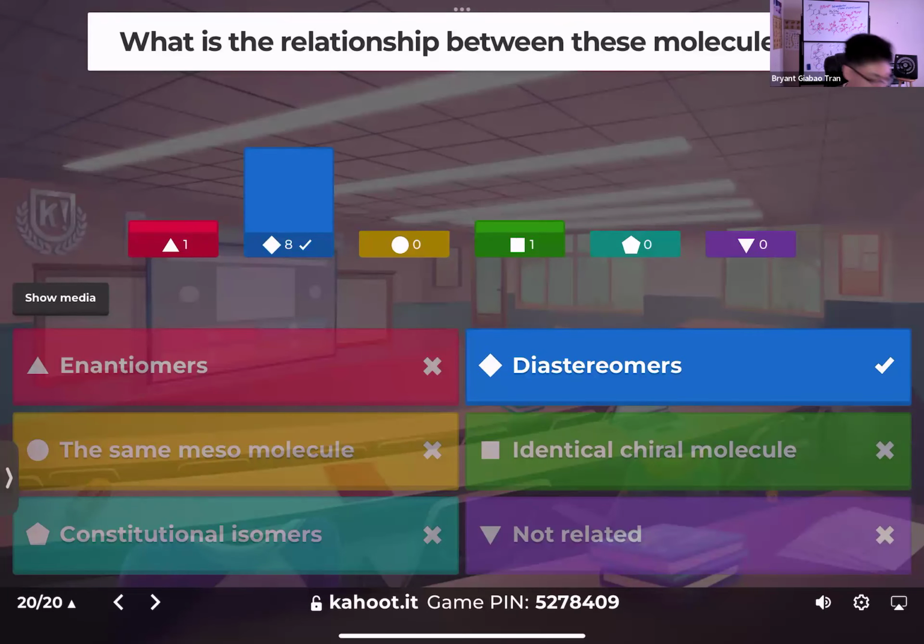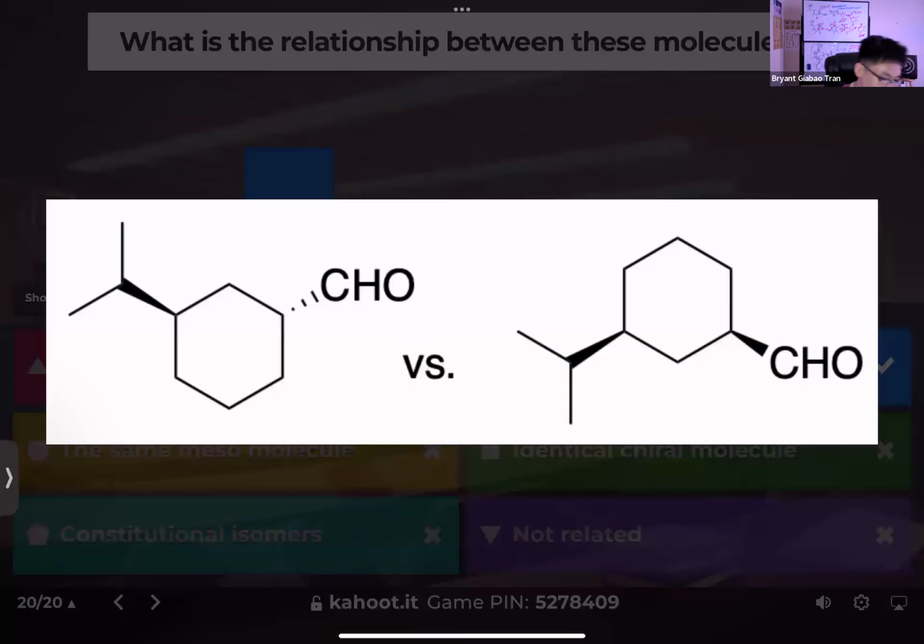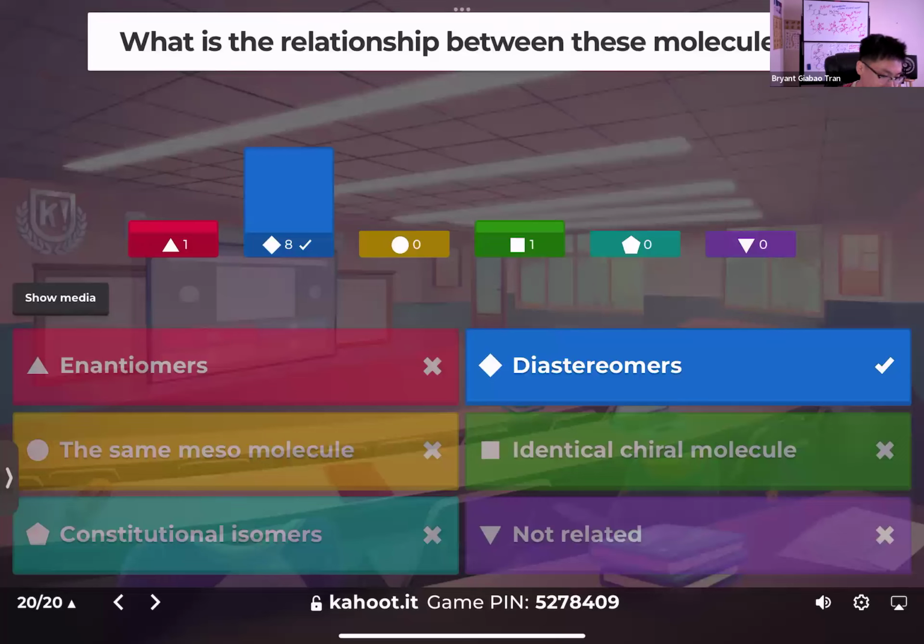Yeah, these are diastereomers. If you did the for sure way to do it, you'll see that some chiral centers changed, some did not. Like RR to RS or SS to SR, or you can see that if you flip it, one is a wedge, one is a dash, and the other ones are just both wedges. Some change, some stay the same. So that's diastereomers right there. Nice.